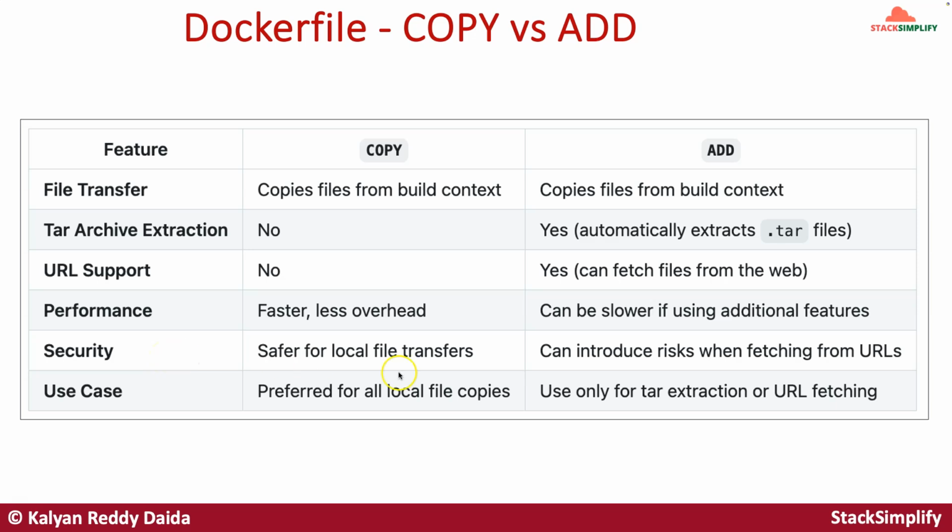From a security perspective, COPY is safe for local file transfers, and when we are using remote URLs, ADD will be a security risk for us. That's another important thing. From a use case perspective, COPY is preferred for all local file copies, and ADD should be used only for tar extraction or URL fetching unless it is absolutely needed. If not, try to use COPY in maximum cases. So that's about COPY versus ADD instructions in a Dockerfile.